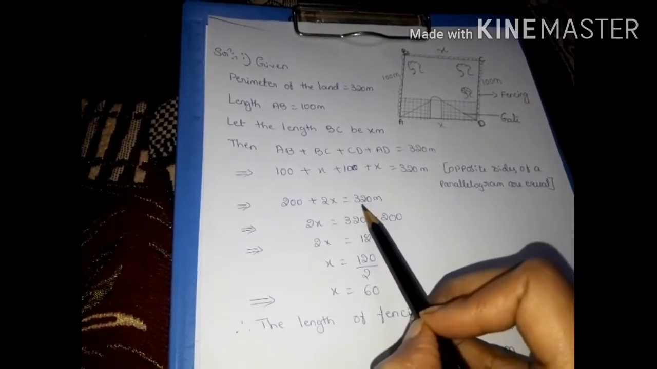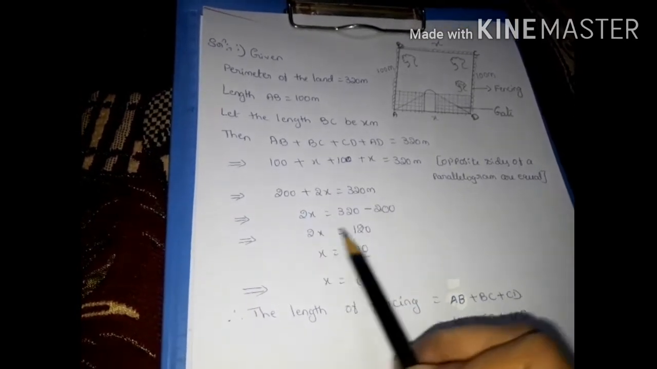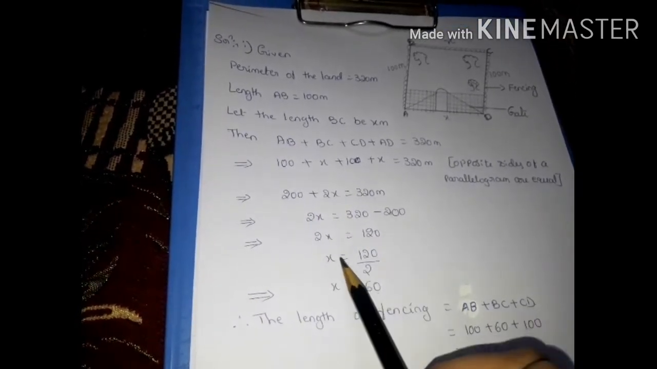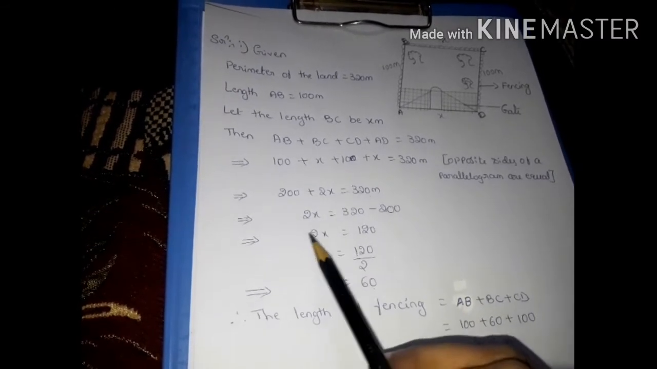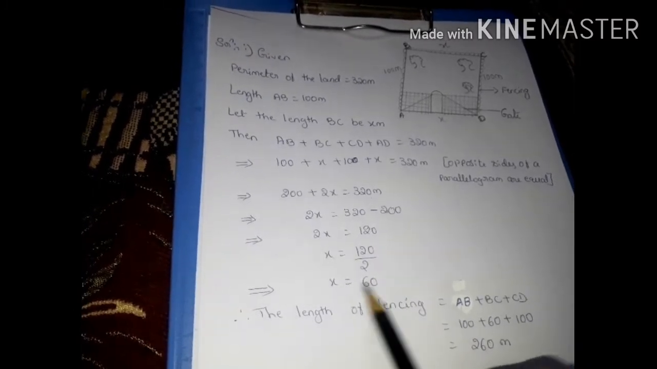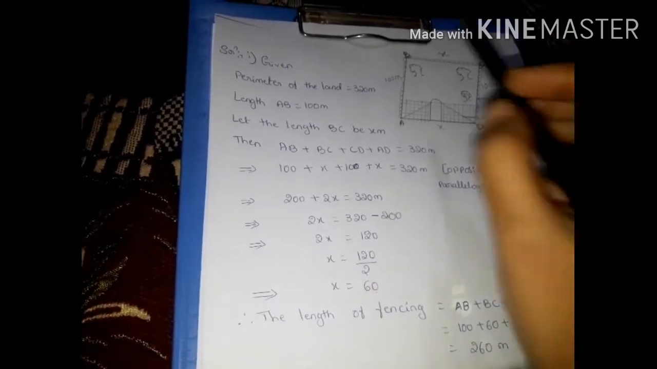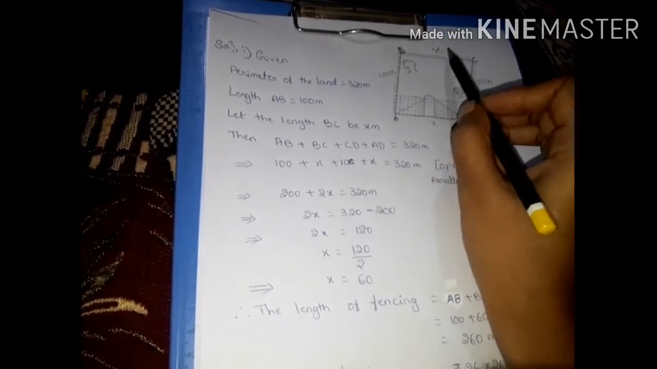2x keep here only in the LHS is equals to 320 minus 200. 2x equal to 120. X value, only x value we need, 120 divided by 2. 2 sixes are 12, 60 is the x value we got. X what we considered here, BC. BC we got here 60.